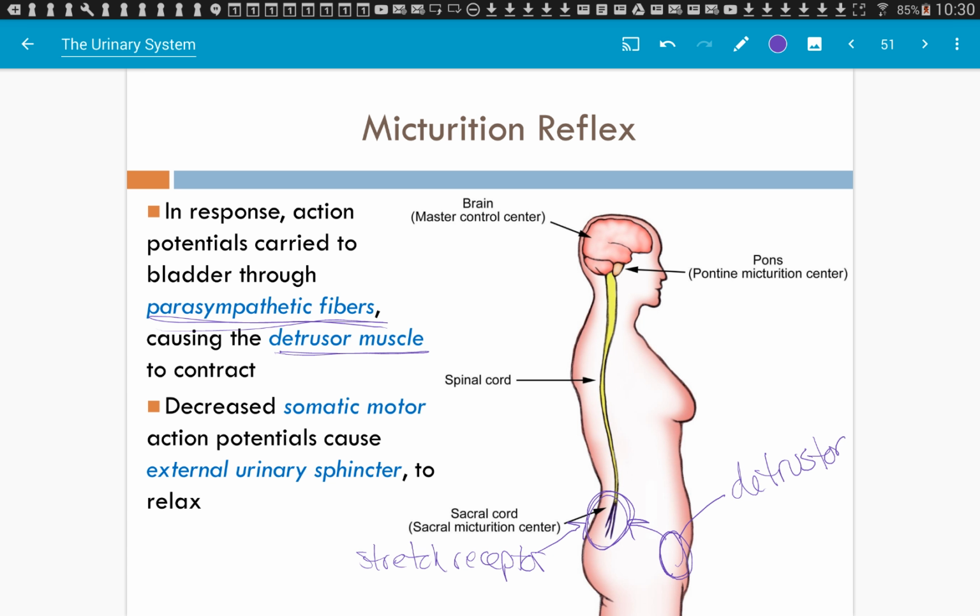And so in addition to the detrusor muscle contracting down, trying to help force out that urine, you also have somatic motor action potentials. Remember, that's one division of the nervous system. It causes the external urinary sphincter to relax. So once your detrusor muscle contracts, and once your external urinary sphincter relaxes, then urination is going to occur. Sorry about that.